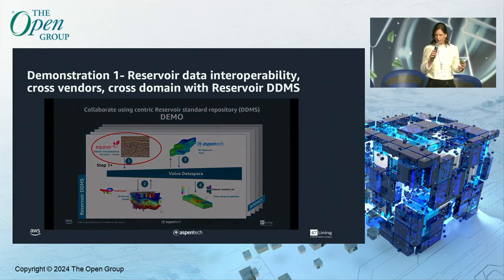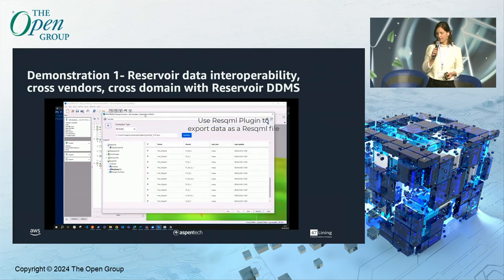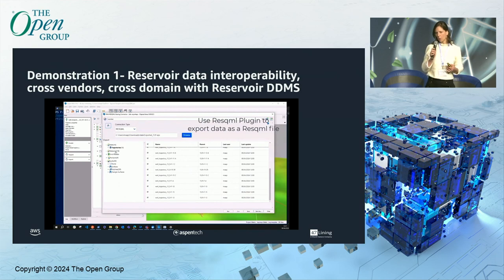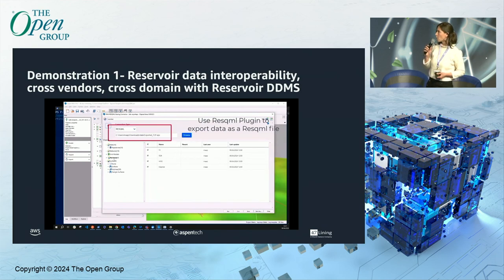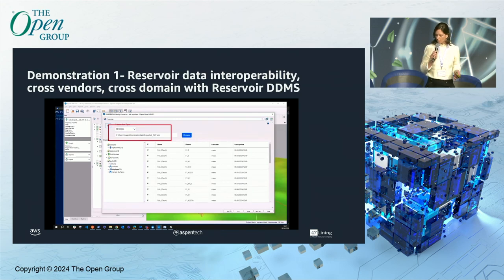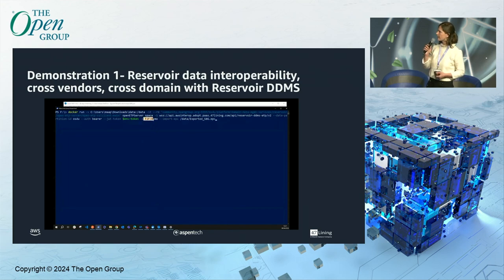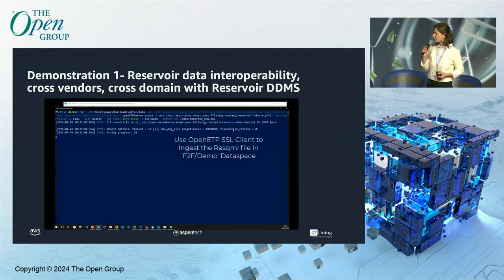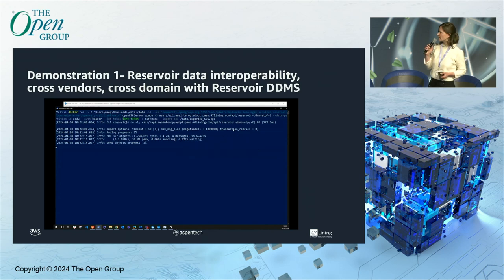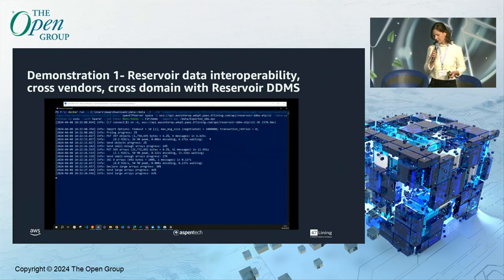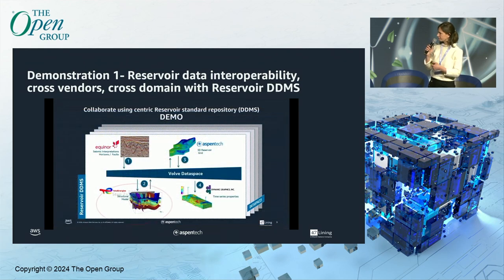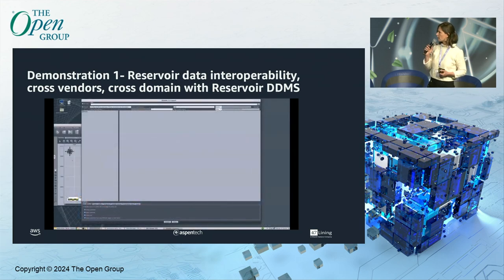Those data, what we want to do is to ingest them in the RDDMS data space. There are different ways that we can work with to do this ingestion, and we wanted to demo different ones. The first one we want to show here is a very simple one: if you want to export a RescueML file, you can then use that RescueML file and use the open ETP SSL client that has been delivered to push and ingest the data to the data space. You just set which data space you do it in, and it will be ingested. So here in our Evolve data set. That is another way to do it if you don't have the ETP connector.